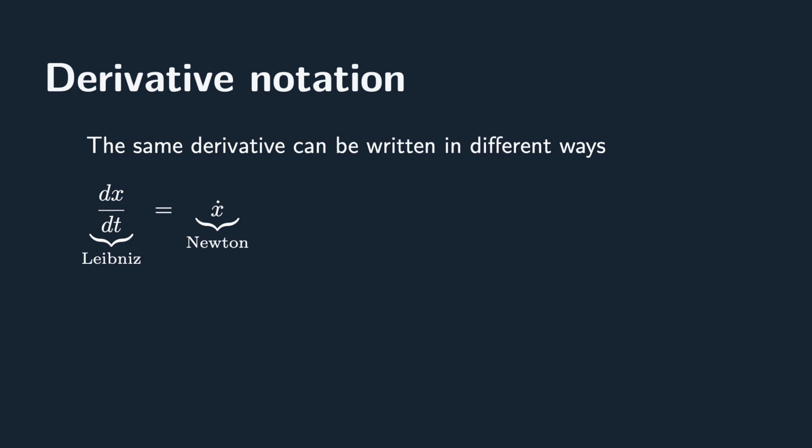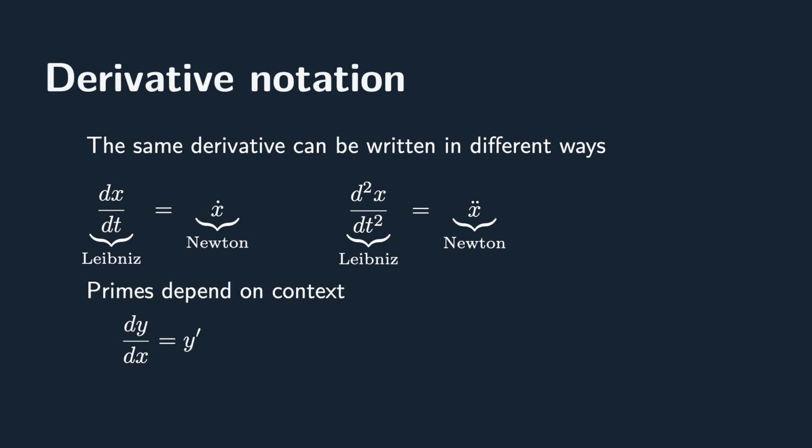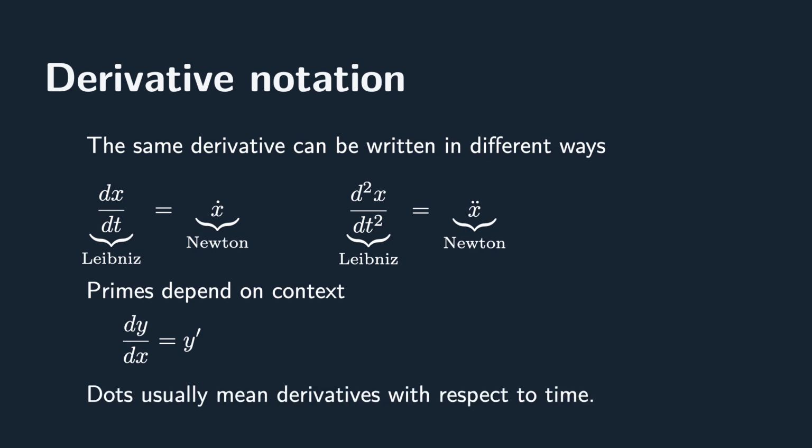In dynamics and control, we also often use Newton notation. Here, x dot means the first derivative of x with respect to time. Similarly, x double dot means the second derivative of x with respect to time. You may also see prime notation, such as y prime. This is compact, but the independent variable is not shown directly, so its meaning depends on context. The main thing to remember is that the dots usually mean derivatives with respect to time, while Leibniz notation makes the independent variable explicit.